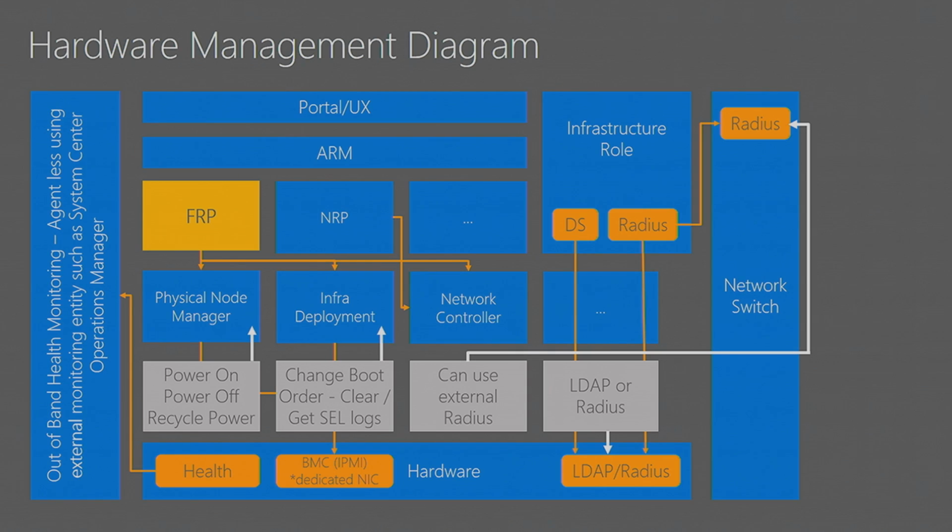So when it comes to auditing, what we enable out of the box is radius authentication for physical network switches. That really gives you the possibility to identify who authenticated on a switch. Was it successful? Did it fail? In addition, the same applies to the baseboard management controller. We do support LDAP here, but also radius in addition.